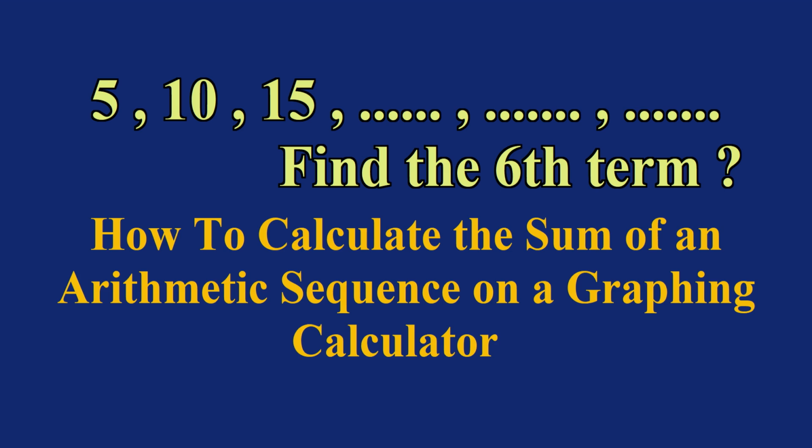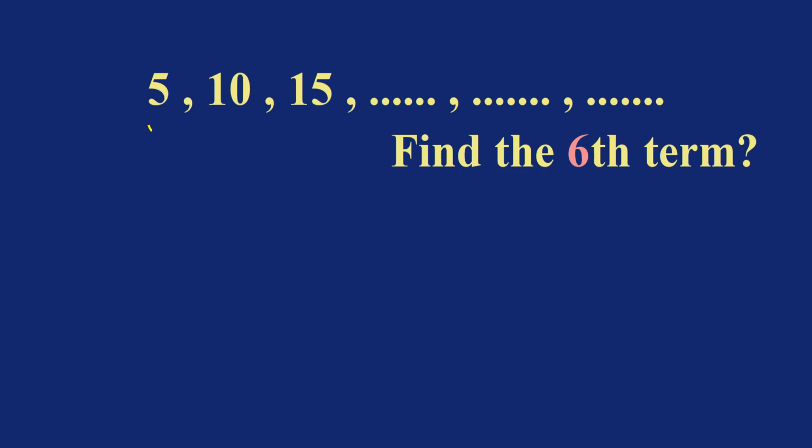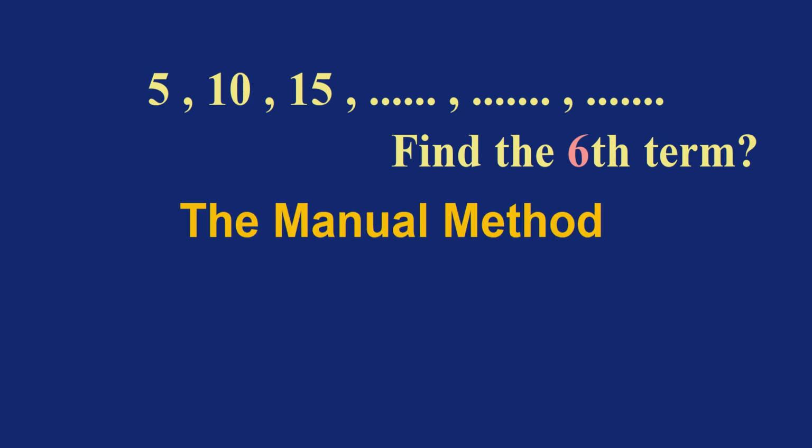In this series episode, we have this sequence 5, 10, 15, and our goal is to get the sixth term. Today I am showing you two methods to solve this problem. The first method is called the manual method. This method is perfect for short arithmetic sequences.